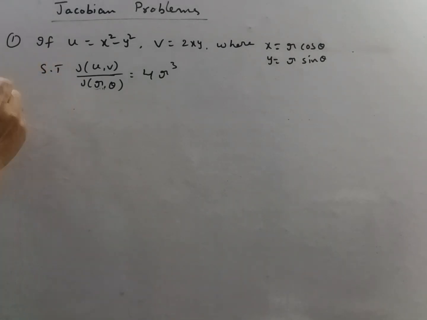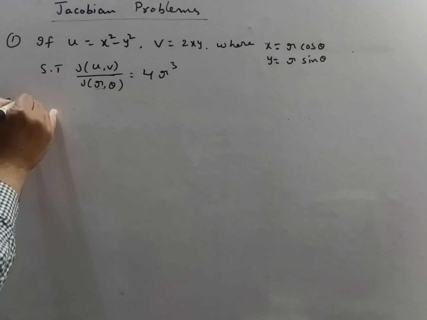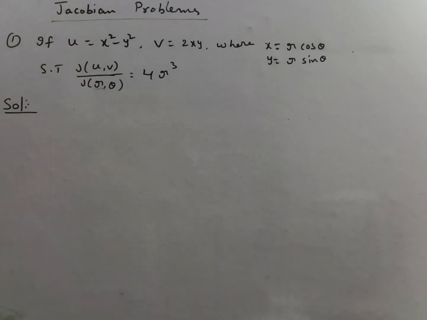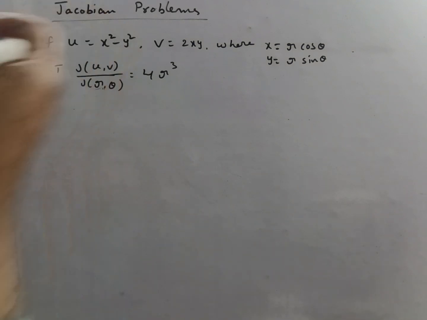So in this class, we'll solve more problems on Jacobian. In the last class, we discussed Jacobian with three variables. Now in this class, we'll solve more previous year question paper questions, Jacobian with two variables. See this problem here. What is it asking?